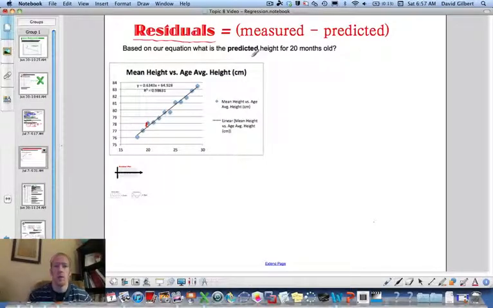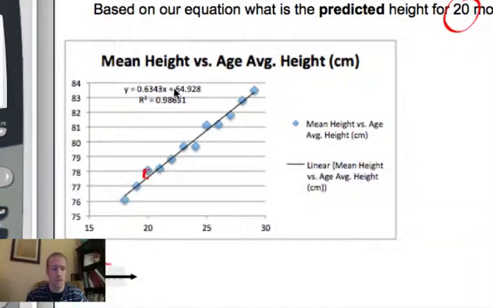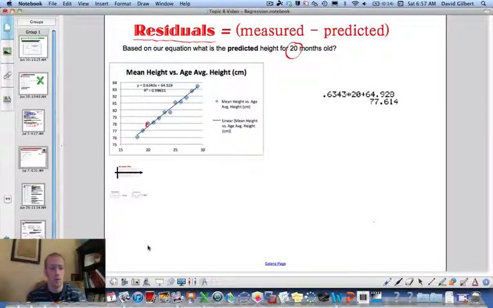Alright, so let's look at what our predicted height for 20 months is. All it means is we just plug 20 into our prediction equation here, our regression equation. So we do that, and that gives us 76.61. Now, what was it actually on our table?